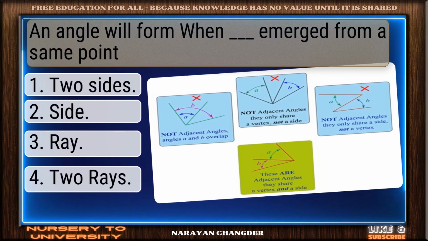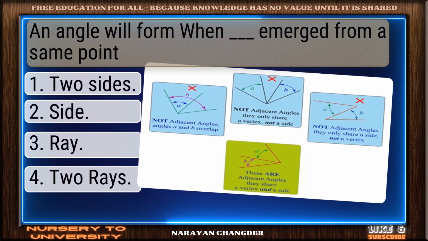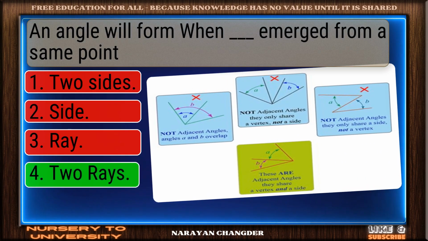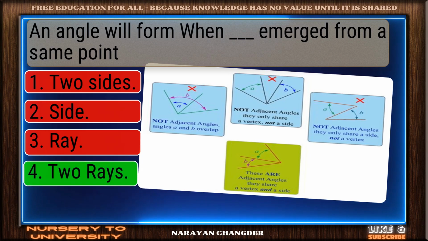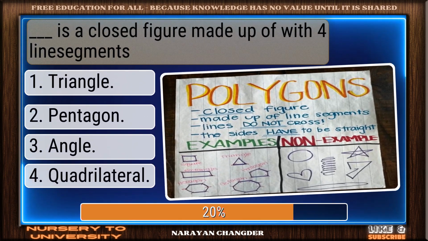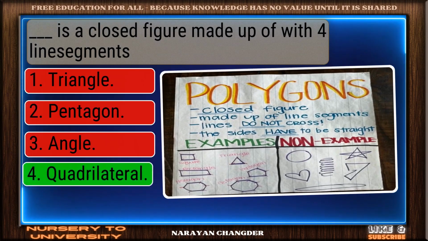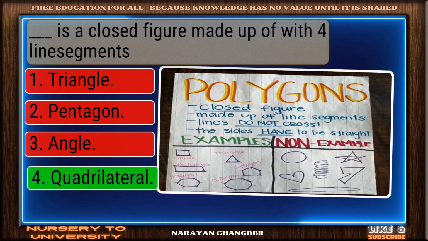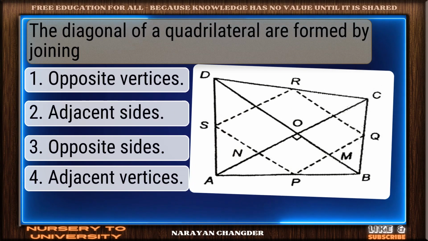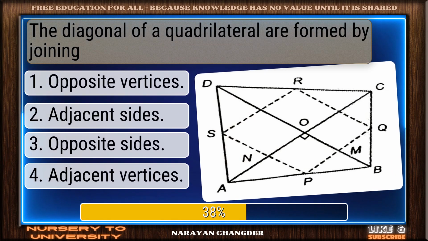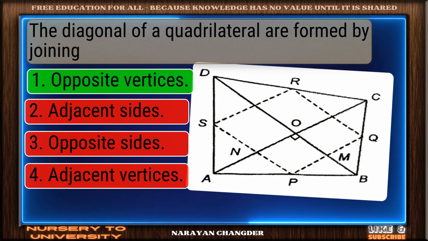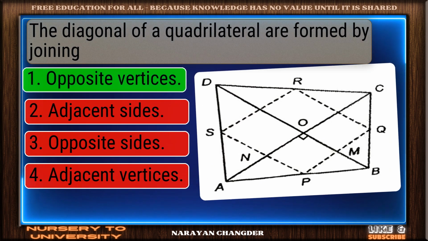An angle will form when dash emerge from the same point. Well reasoned. 2 rays is the correct choice. Dash is a closed figure made up of 4 line segments. Exactly. Quadrilateral makes sense and it is the right choice. The diagonals of a quadrilateral are formed by joining dash. On track. Opposite vertices is the correct answer.